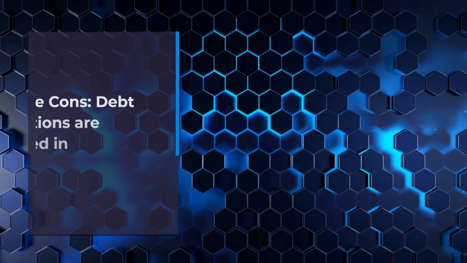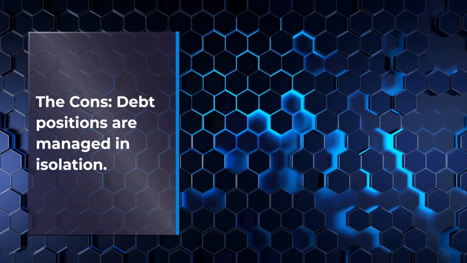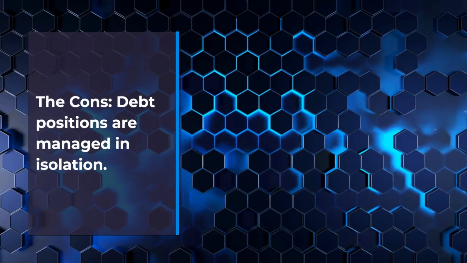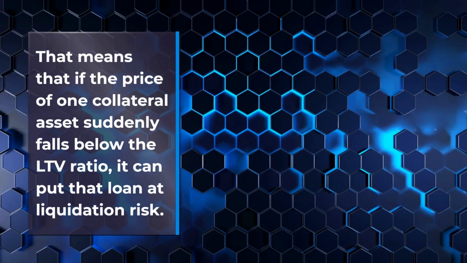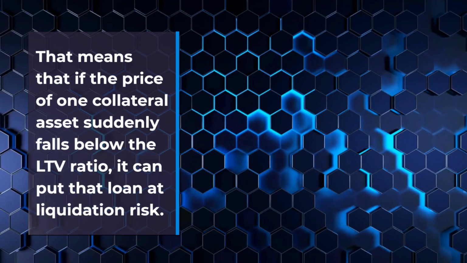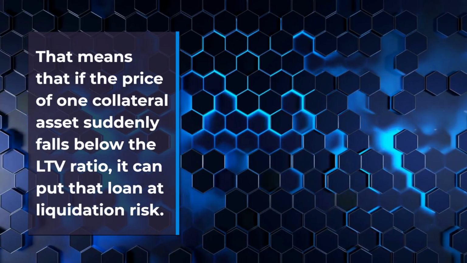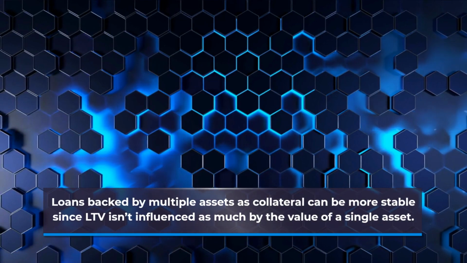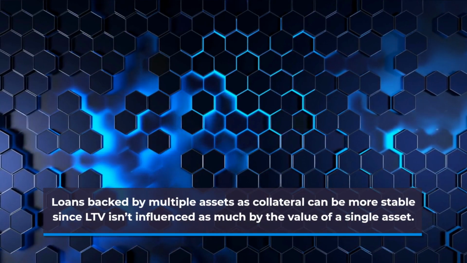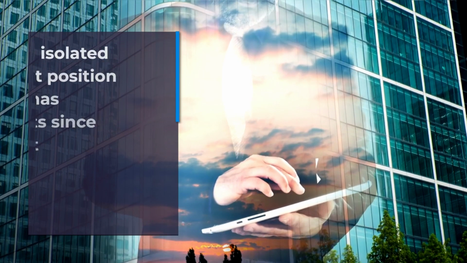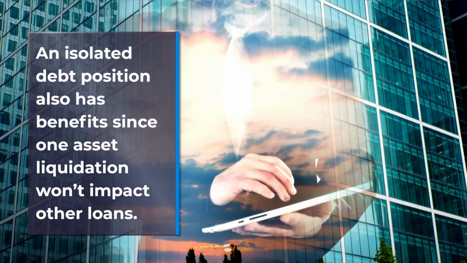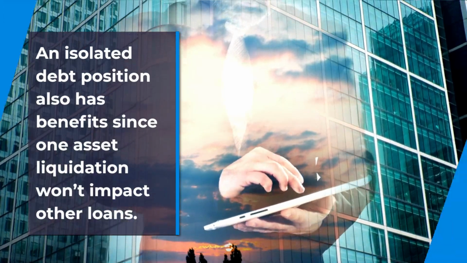Regardless of the amount you borrow against your collateral, the interest rate remains the same. The cons: debt positions are managed in isolation. That means, if the price of one collateral asset suddenly falls below the LTV ratio, it can put that loan at liquidation risk. Loans backed by multiple assets as collateral can be more stable since LTV isn't influenced as much by the value of a single asset. An isolated debt position also has benefits since one asset liquidation won't impact other loans.